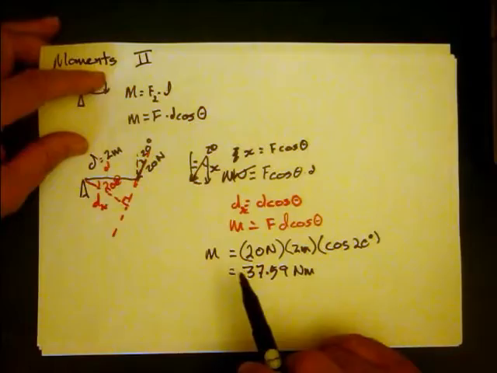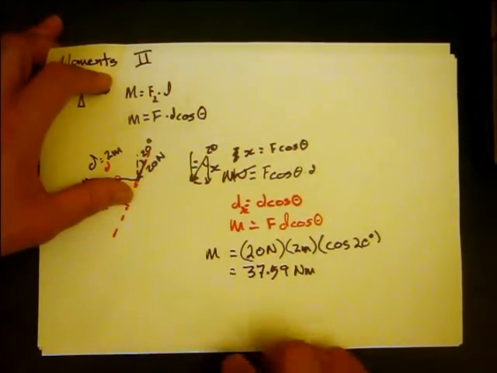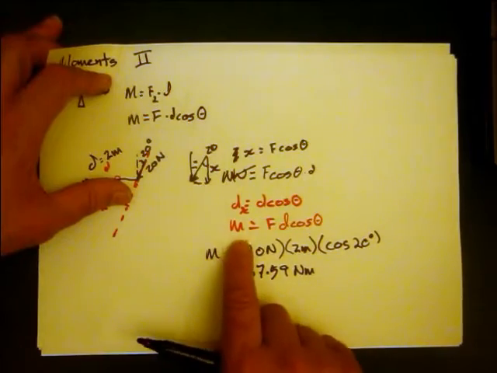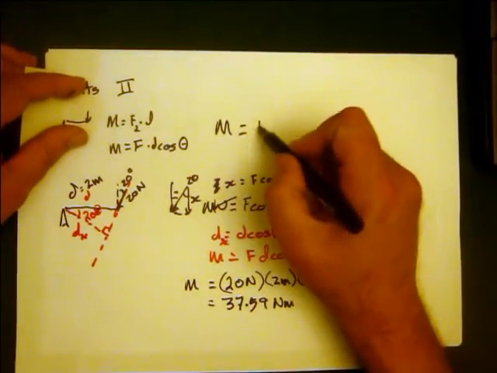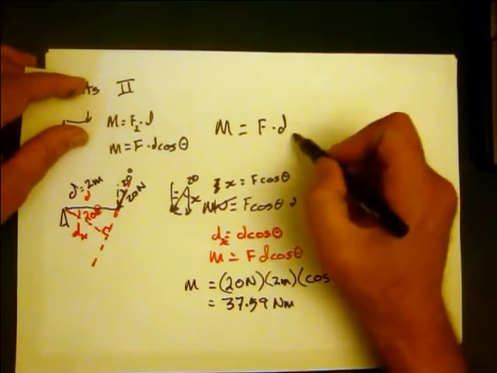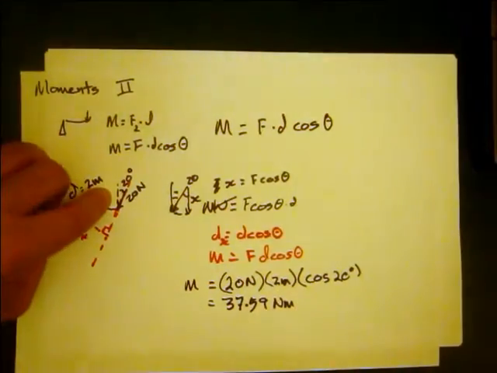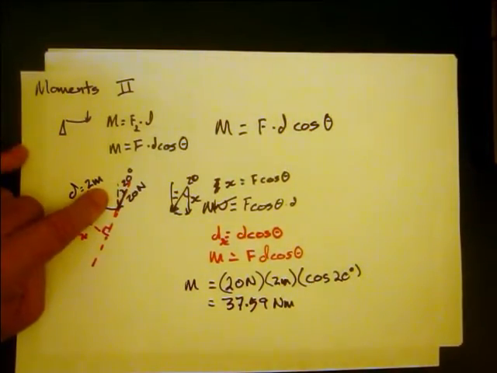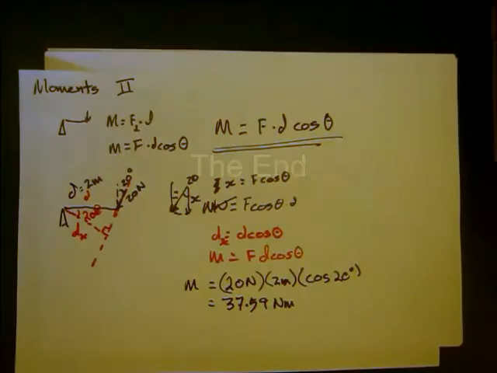Sometimes it's easier to do it by components, sometimes it's easier to do it by this, but either way you're always going to end up with the formula moment is equal to force times distance times cos of the angle that that force is acting from the perpendicular. Always going to happen. So if you remember that, that will give you the moment always.